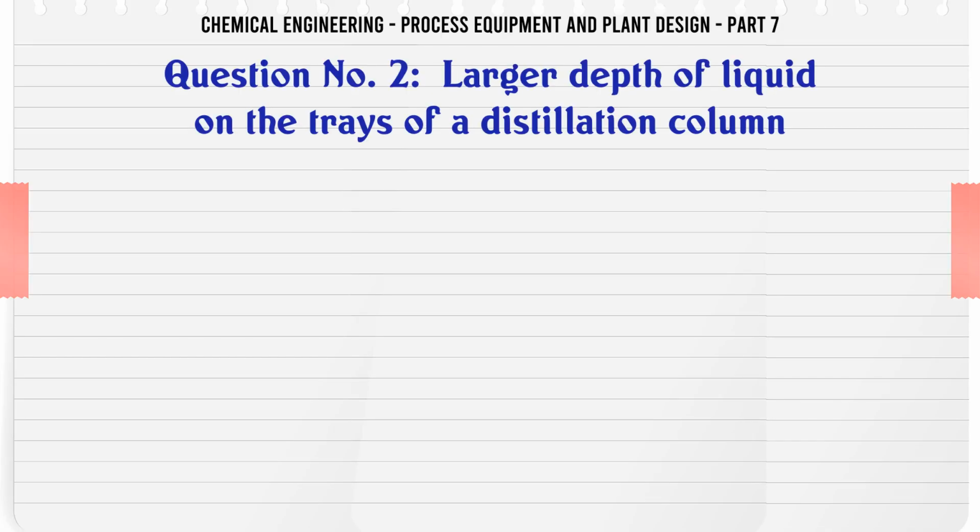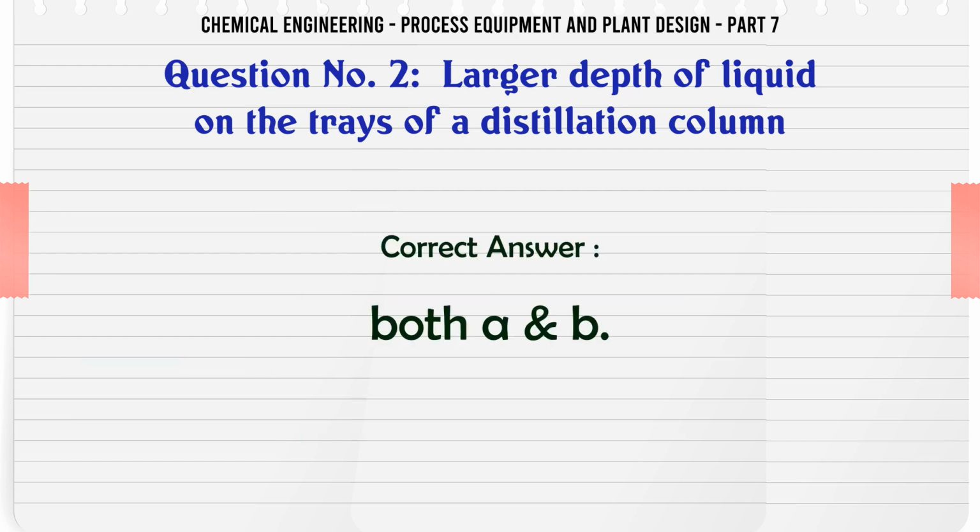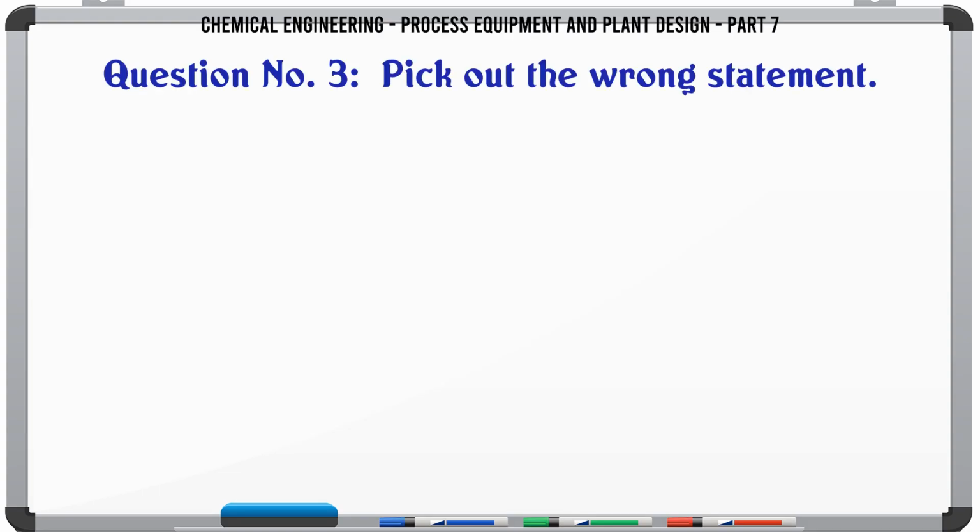Larger depth of liquid on the tray of a distillation column: A. Leads to high tray efficiency. B. Results in higher pressure drop per tray. C. Both A and B. D. Neither A nor B. The correct answer is both A and B.